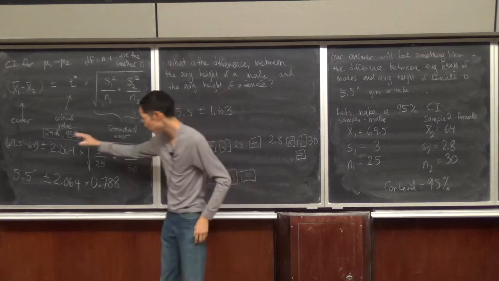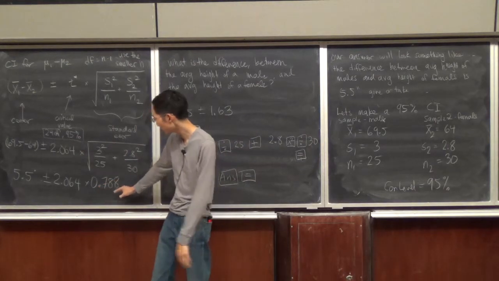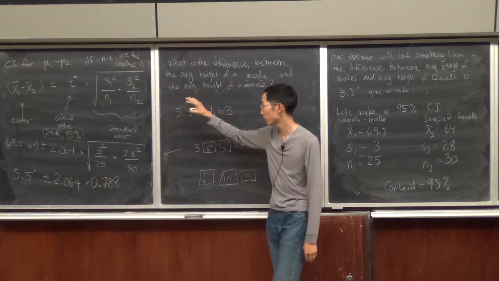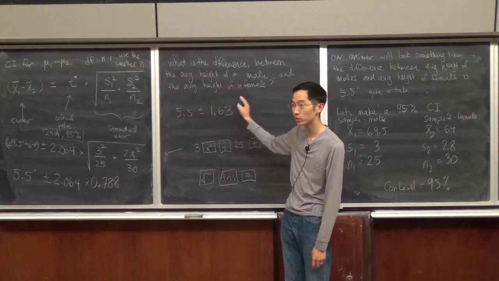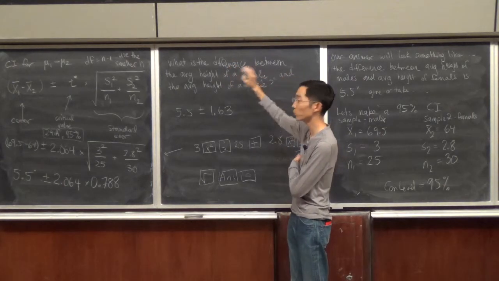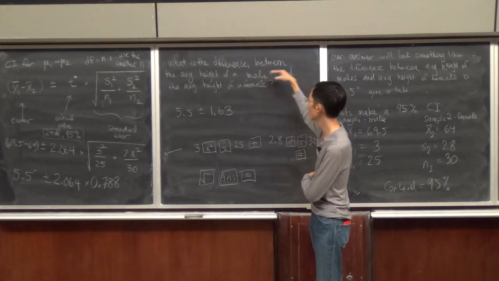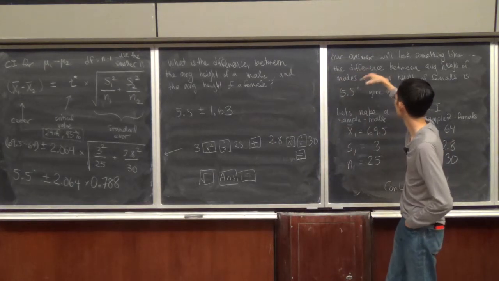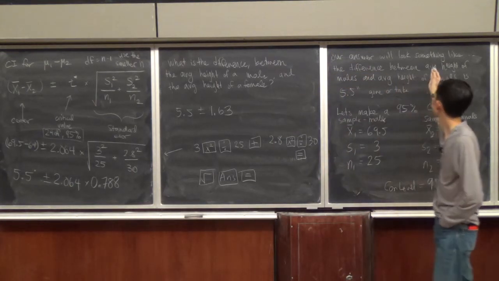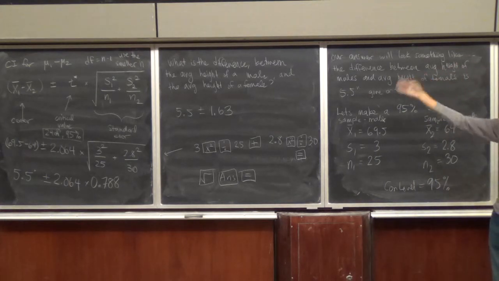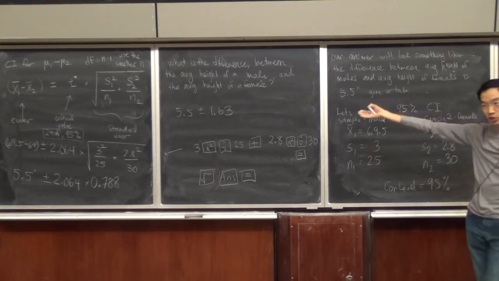So I just want to make sure everyone's able to get 0.788. You multiply that by 2.064, and we have 5.5 plus or minus 1.63. So the original question is, what is the difference between the average height of a male and the average height of a female? So our answer is the difference between the average height of males and the average height of females is 5.5 inches, give or take 1.63 inches.